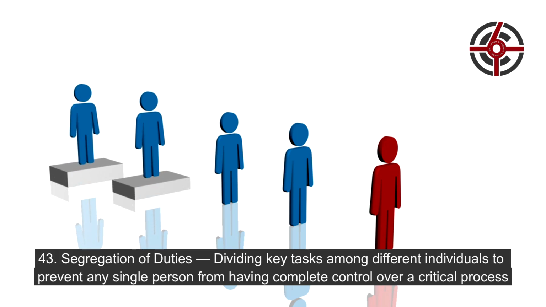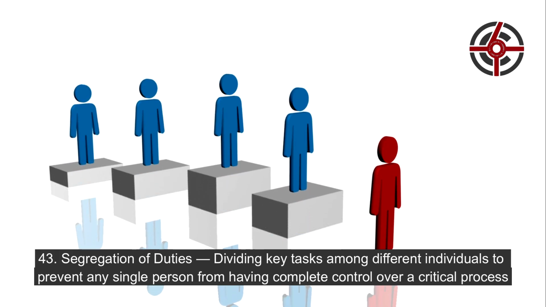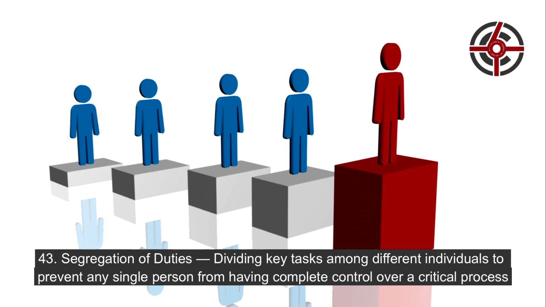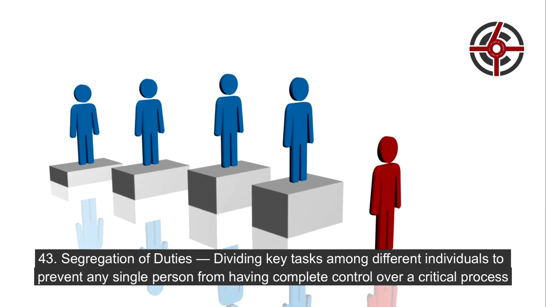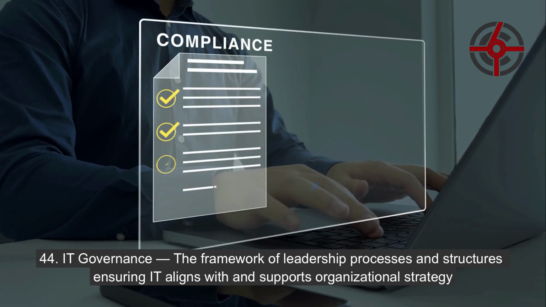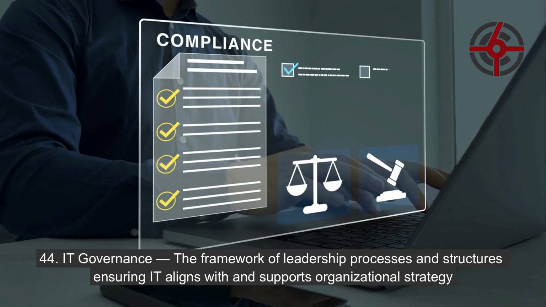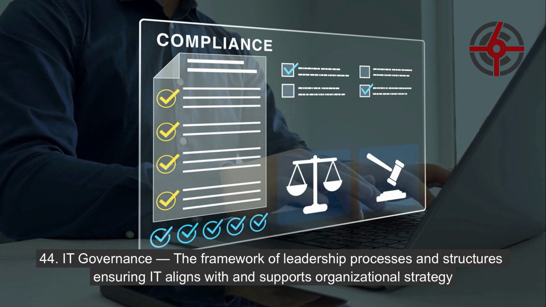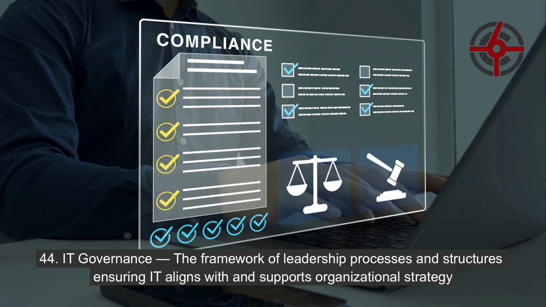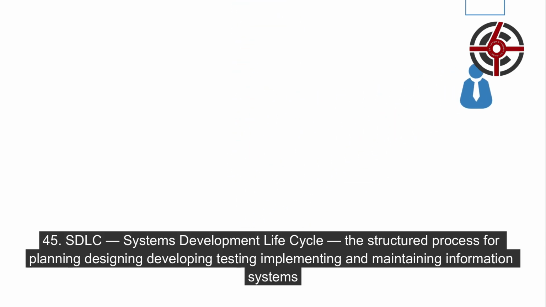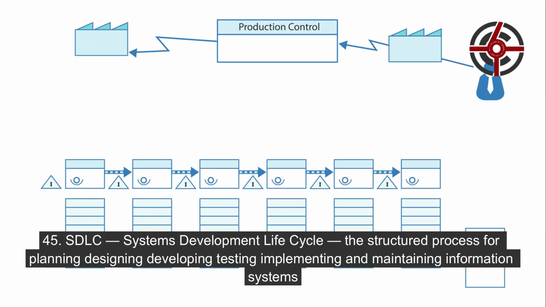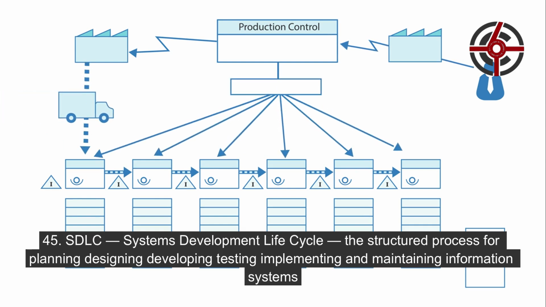43. Segregation of Duties, dividing key tasks among different individuals to prevent any single person from having complete control over a critical process. 44. IT Governance, the framework of leadership, processes, and structures ensuring IT aligns with and supports organizational strategy. 45. SDLC, Systems Development Life Cycle, the structured process for planning, designing, developing, testing, implementing, and maintaining information systems.